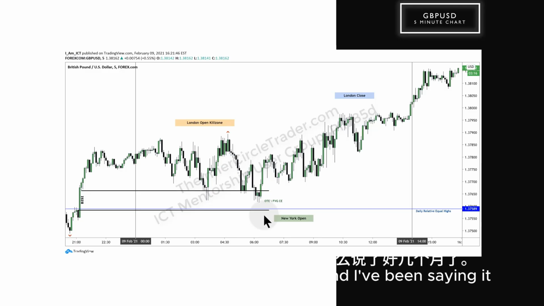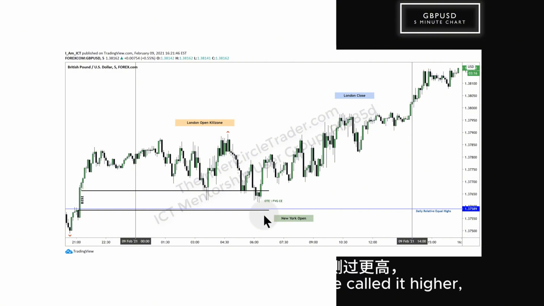Now, I don't want to touch this pair, and I've been saying it for months now. I'm not trying to hang my hat on anything, I'm right about this, I'm right about that. I'm telling you, even though we've called it higher, I would not have taken any trades here. And hopefully you can see, even if you're new, how sloppy this is?